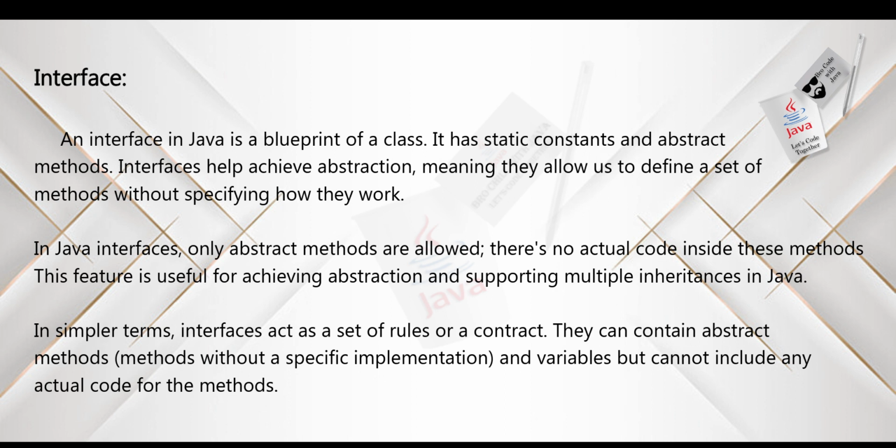In Java interfaces, only abstract methods are allowed. There's no actual code inside these methods. This feature is useful for achieving abstraction and supporting multiple inheritances in Java.